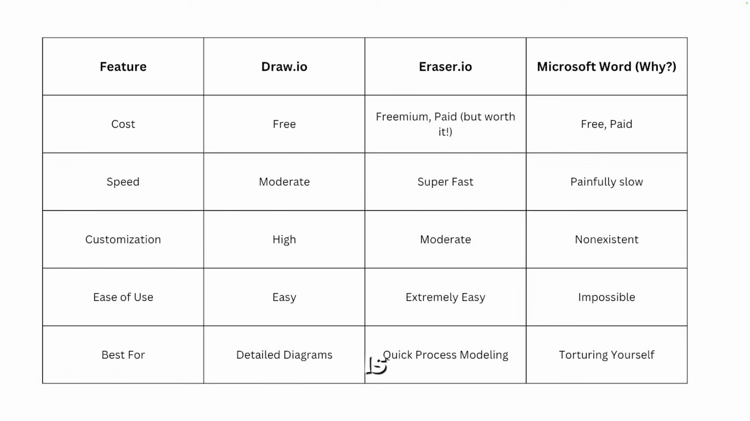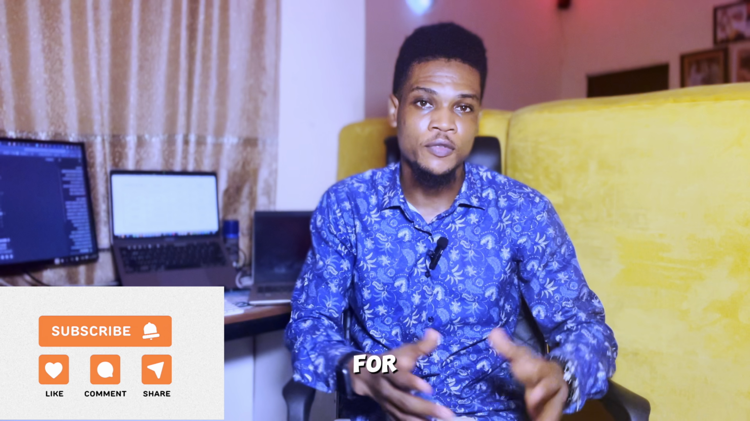And draw.io is best for detailed diagrams. Eraser.io, quick process modeling. If you want to do it so fast, you use that too. And Microsoft Word for process modeling is like you torturing yourself. It's best for torturing yourself. So if you want to go for a date just to torture yourself, I think you can consider Microsoft Word for process modeling. All the tools are great for different things.